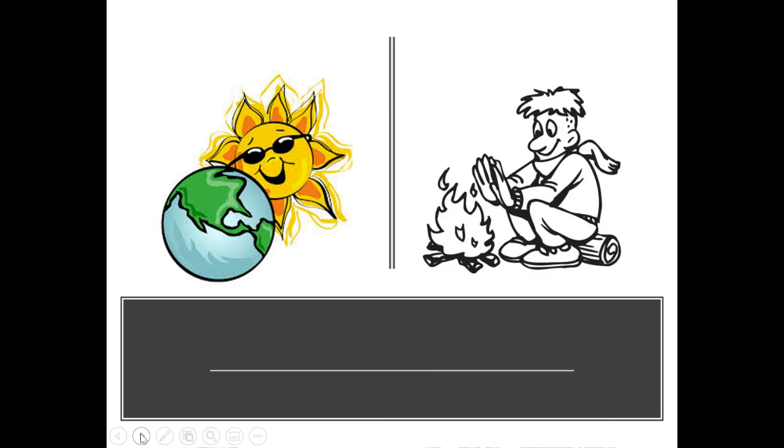Last group of pictures. What do you notice or see? I notice or I see. Well, in the first picture, I notice the sun is shining down on the earth and keeping it warm with the sun rays. In the next picture, I notice a person is next to the warm fire and staying warm or getting warm. So, how are these pictures the same or similar? They both.